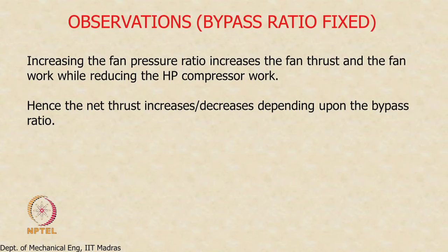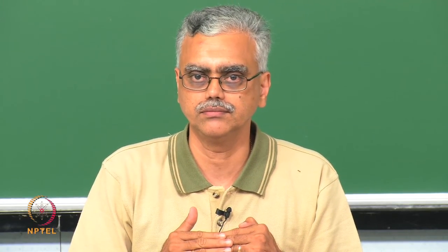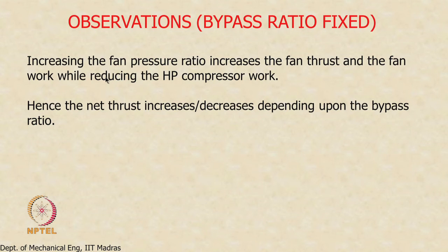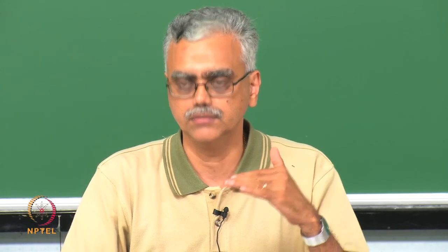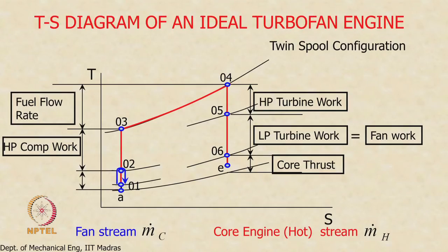The next effect is keeping bypass ratio fixed. What happens if I increase the fan pressure ratio? That also we can see from here. Increasing the fan pressure ratio increases the fan thrust and the fan work. If you see here in this cycle, if I increase the fan pressure ratio, I am moving 2 upwards. If I move 2 upwards, this work will increase.